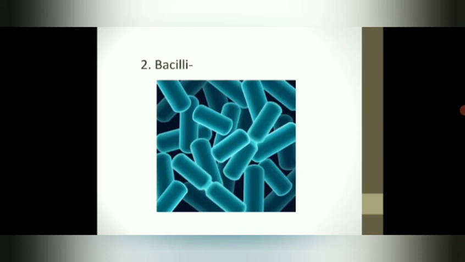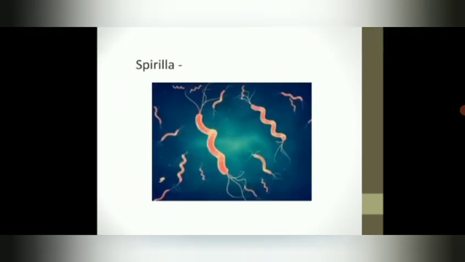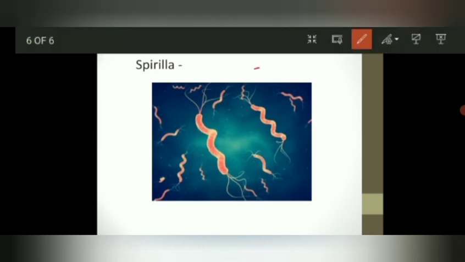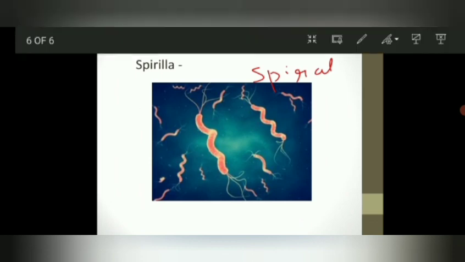Bacilli. Bacilli is rod shaped bacteria. You can see the structure, they are somewhat cylindrical in shape. These are rod shaped bacteria. Next one is spirilla. Spirilla, as the name suggests, is somewhat spiral, right? You can see here these bacteria are spiral in shape. So there are three basic shapes: cocci, bacilli and spirilla.